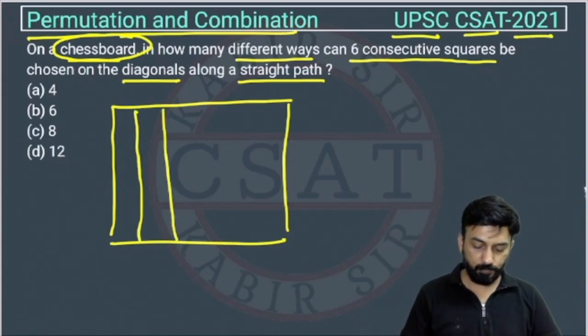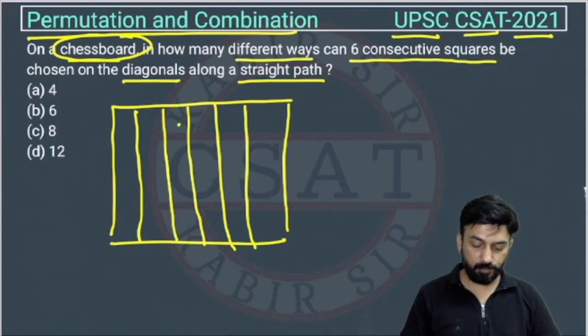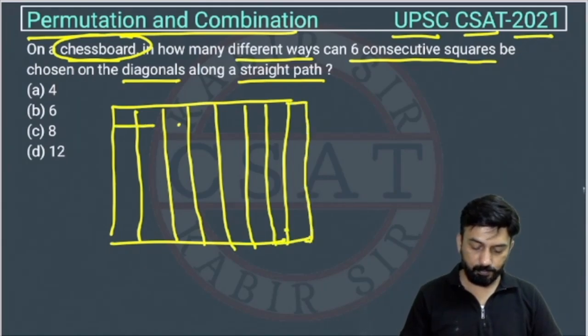In this way, if you want, I'm drawing it. Okay. So how many? 1, 2, 3, 4, 5, 6, 7. One more we need. Right. Yes.